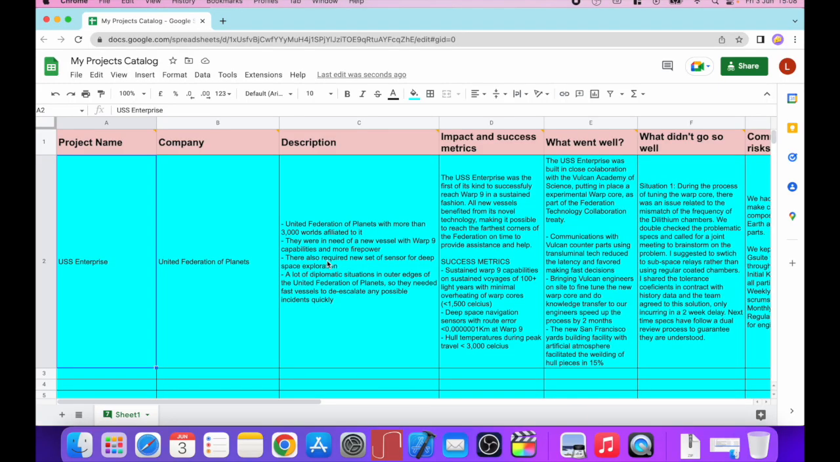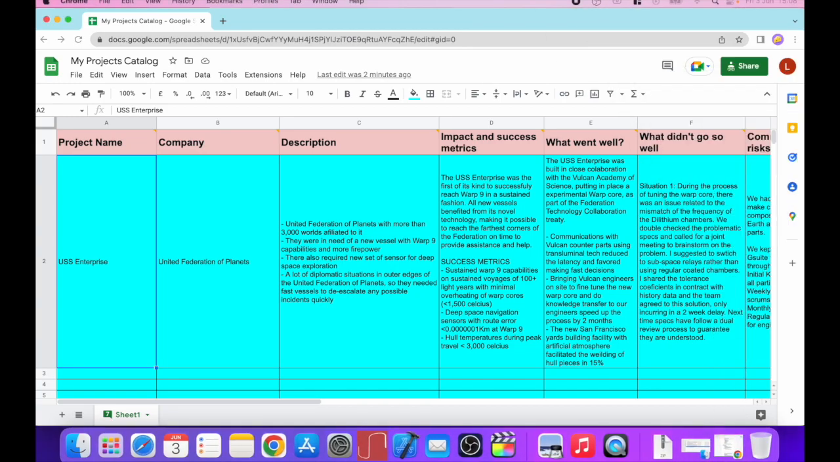What are the elements that are part of a project's catalog? As we can see here, we have an example of my project's catalog. You can access this spreadsheet using the link that is in the description. First, we have the project name. Then we have the company. It's understandable that if you are putting together any programs or projects that you ran during the last 3 to 5 years, they are going to be associated to different companies.